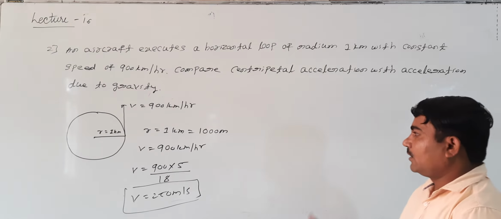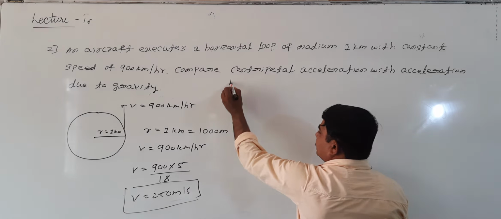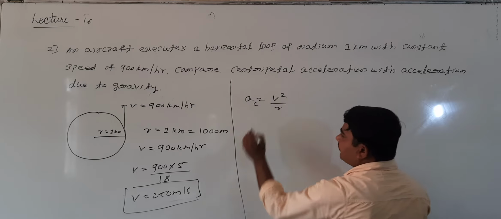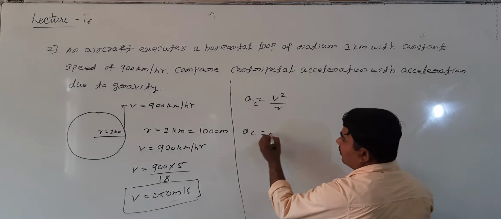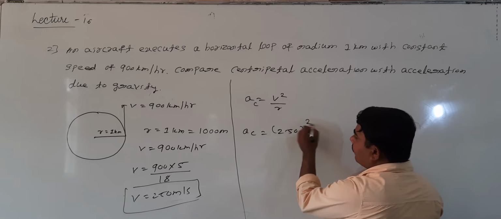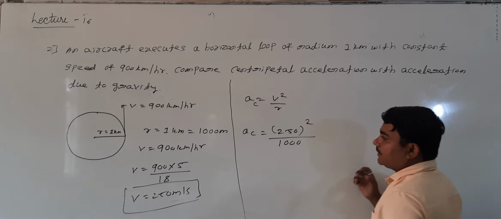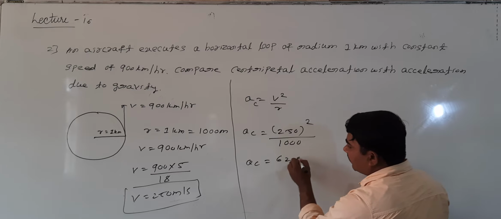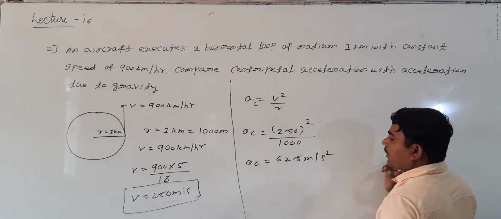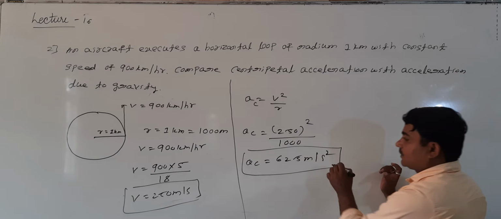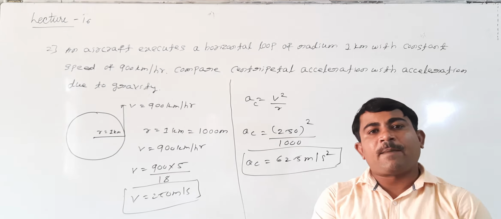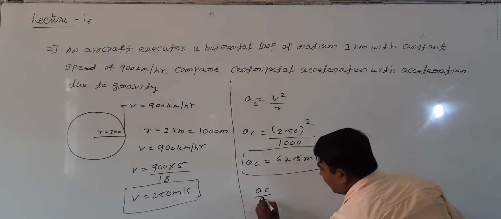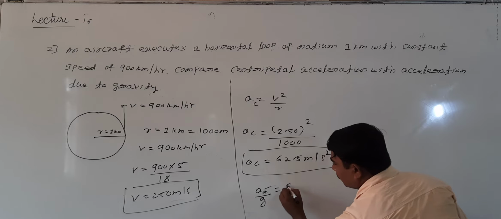Right. Then again directly the centripetal acceleration formula. What is the centripetal acceleration formula? a is equal to v square divided by r. Write down. a_c equals 250 whole square divided by r, 1000 meter. Right. Then the magnitude of the centripetal acceleration is equal to 62.5 meter per second square. We need to compare it with acceleration due to gravity. See here, a_c is simply divided by g value. Then you can compare it. How to compare? This is equal to how much?